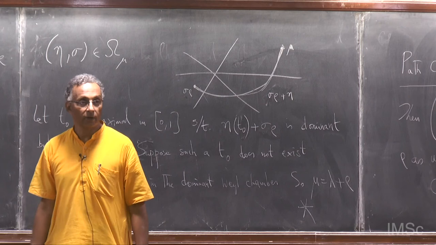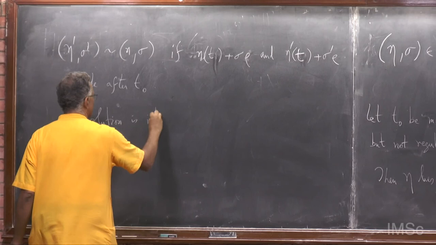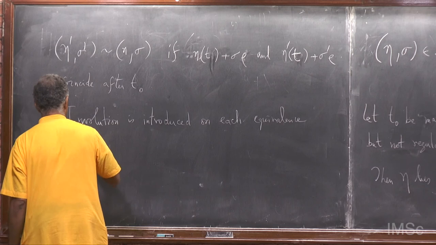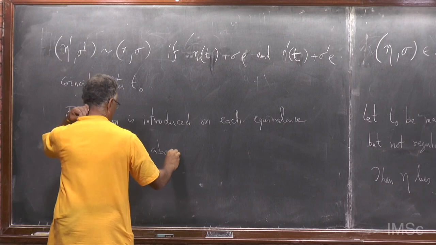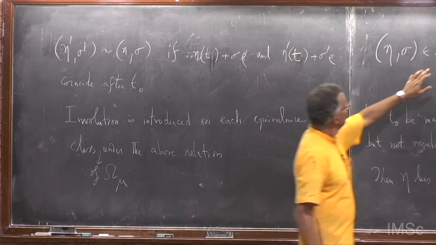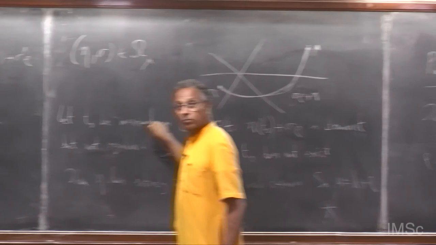Now what I do is, an involution is introduced on each equivalence class under the above relation. I break this set, sigma mu, which is a finite set, into different equivalence classes depending on the T naught values. And on each one of them I introduce the involution.